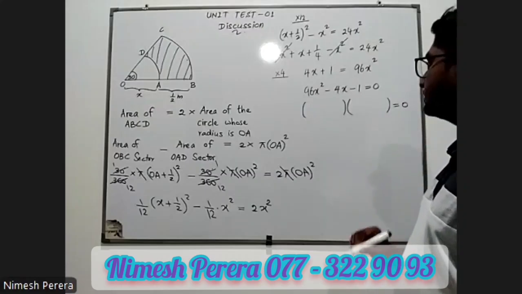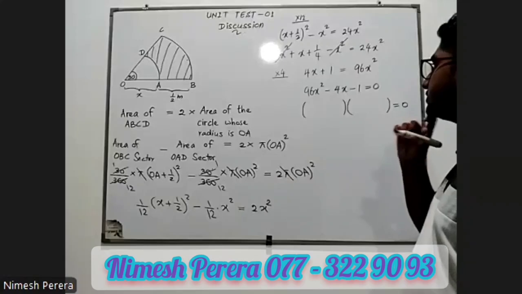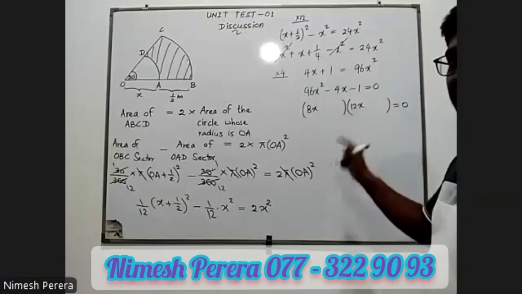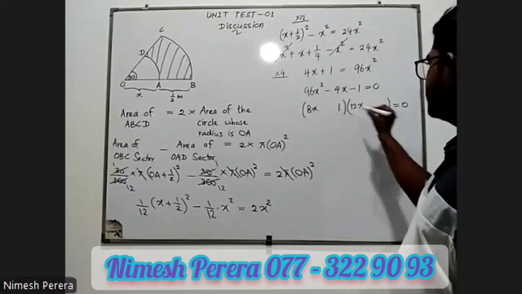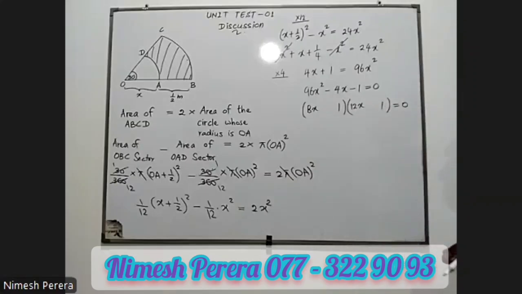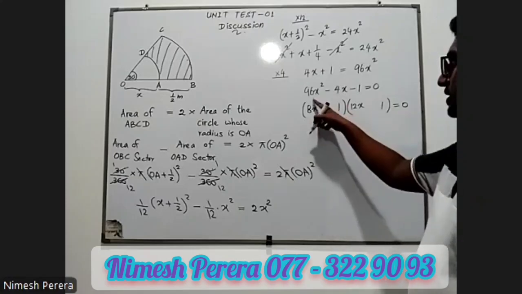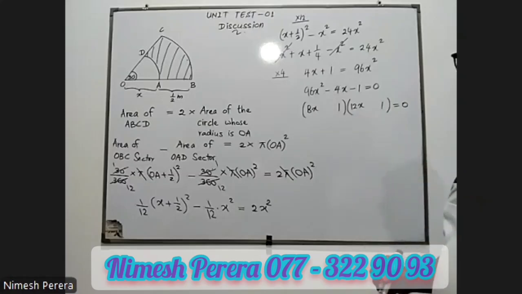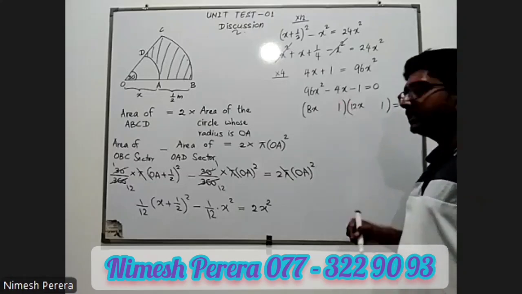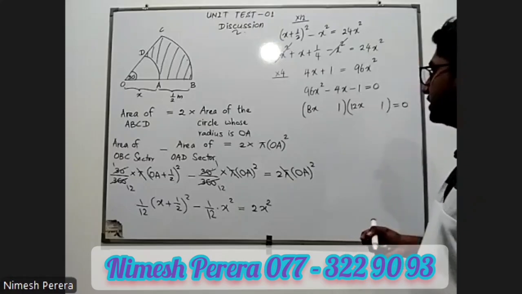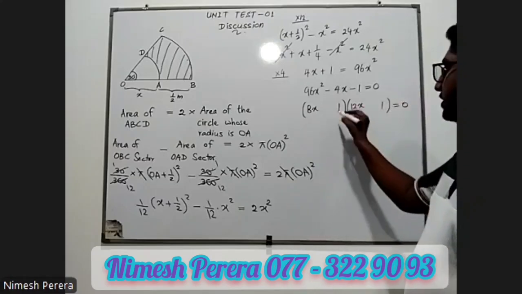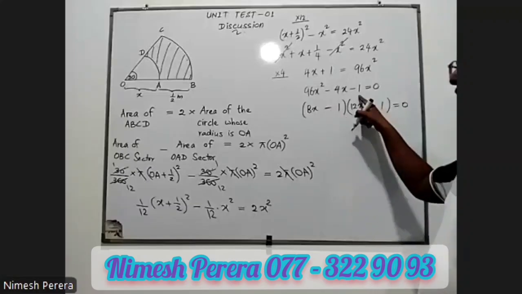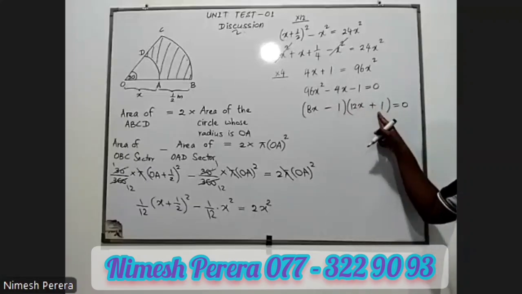The factors are 8x into 12x. This takes time for you to factorize. 8 into 12 is 96. 8x, 12x. Difference of 8x and 12x is 4x, but that difference should be minus 4x. Difference should be negative, then the bigger value should be negative. Smaller value should be positive. Now check whether the product is giving you minus 1. Minus 1 into plus 1, minus 1.